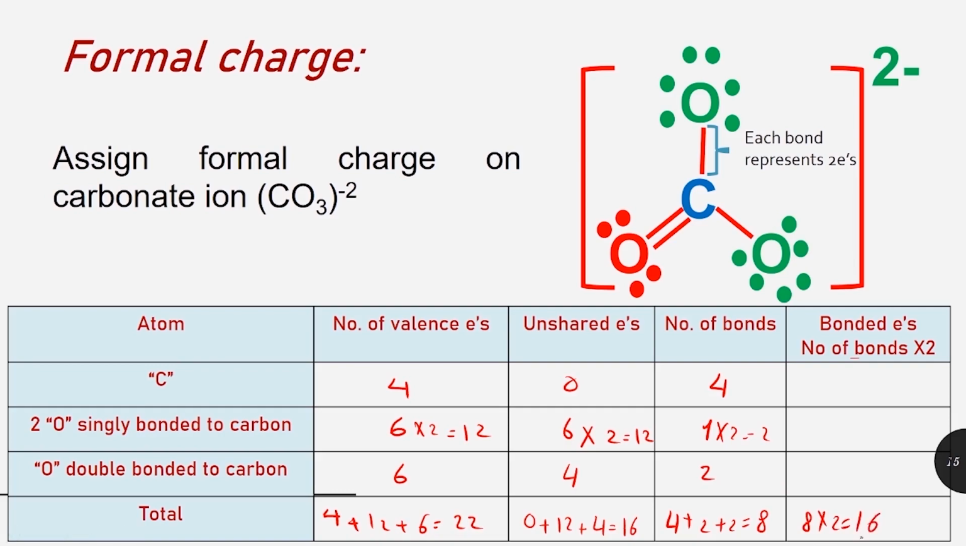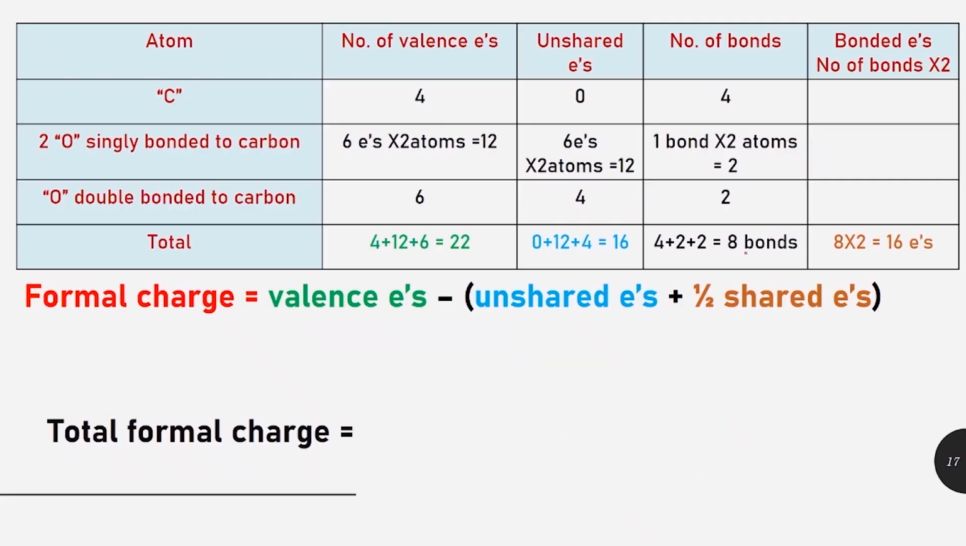multiplied by 2 equal to 16 electrons. Notice it would be easier to just use the number of bonds instead of counting the number of bonds and multiplying it by 2, then multiplying it by half to get the half number of the shared electrons. But let's just follow the formula exactly. So the formal charge is equal to 22 valence electrons minus 16 unshared electrons and half multiplied by 16 shared electrons equal to -2, which is the number written on the top of the carbonate ion.